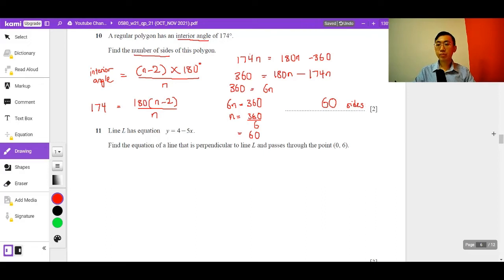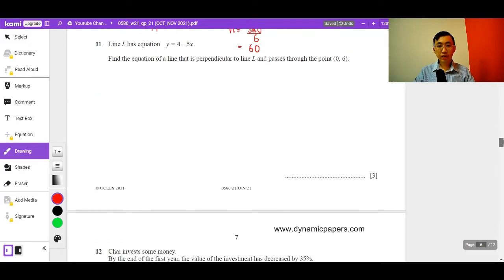Question 10 done. Alright, let's move on to question 11. Line L has an equation y equals 4 minus 5x. Find the equation of a line that is perpendicular to line L and passes through the point (0, 6). So I will highlight the keyword perpendicular. It means you will have to find the second gradient. Use this formula: m1 times m2 is -1. Remember this, when you do perpendicular you have to use this formula.